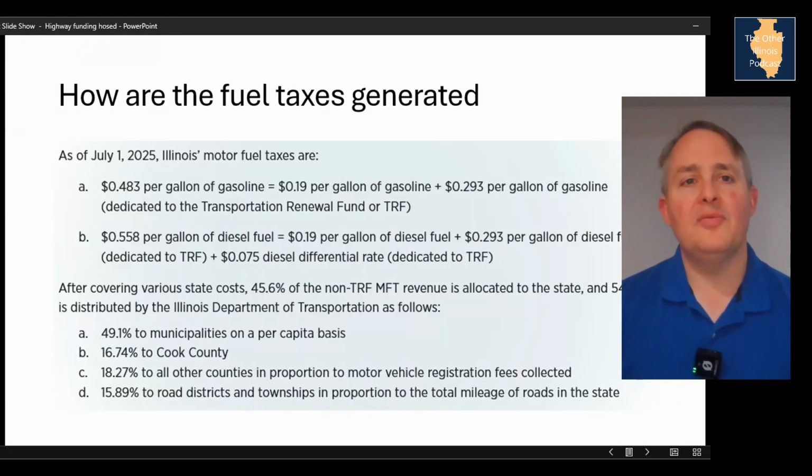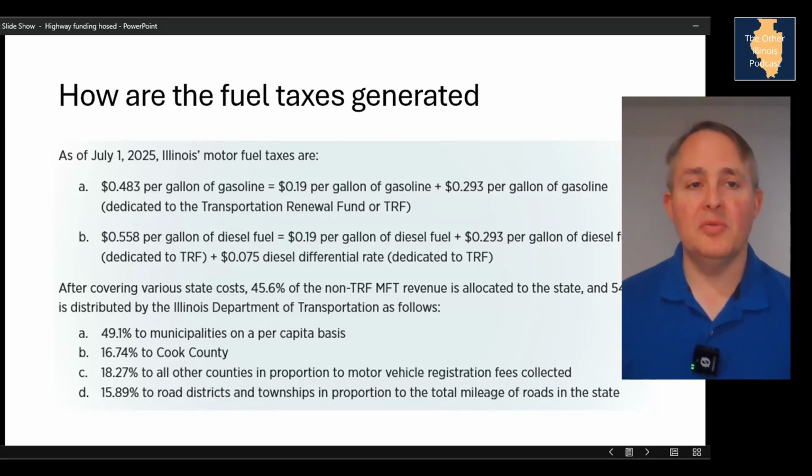So I want to go over how fuel taxes are generated. Now, we have one of the nation's highest gasoline taxes in the country. Every gallon of gasoline is taxed at 48.3 cents. 19 of that is directly off of a per gallon gasoline, and then 29.3 is generated off of the sales tax that goes into the Transportation Renewal Fund. And it's the Transportation Renewal Fund that we're going to be really highlighting today, because that's what caused a major shift in highway funding this year for 2026.